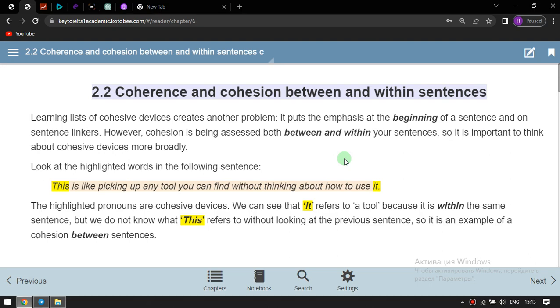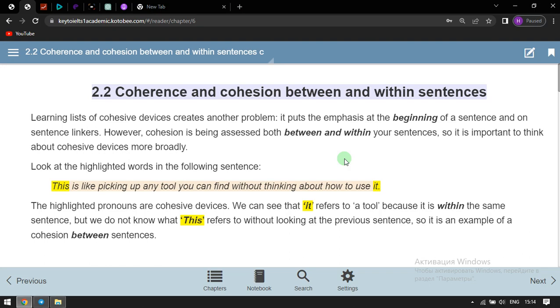Learning lists of cohesive devices creates another problem. Demak, bog'lovchilarni yodlash boshqa yana bitta muammoni keltirib chiqaradi. It puts the emphasis at the beginning of a sentence and on sentence linkers. Va bu o'sha gapni boshlanishiga urg'u qo'yadi va gaplarni bir-biriga bog'laydigan so'zlarga urg'u beradi.